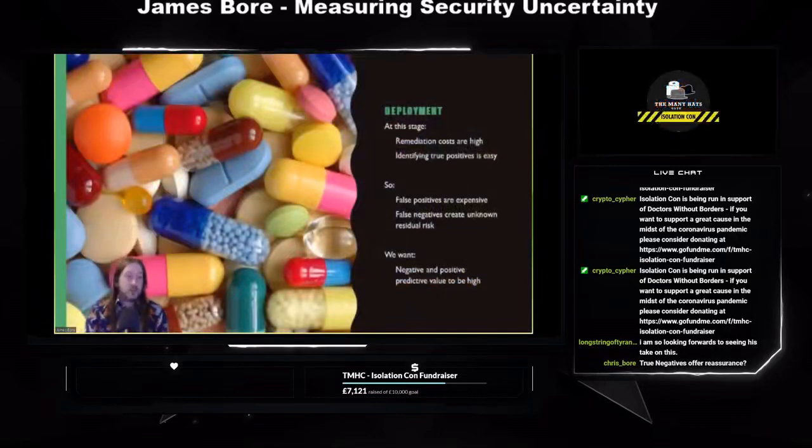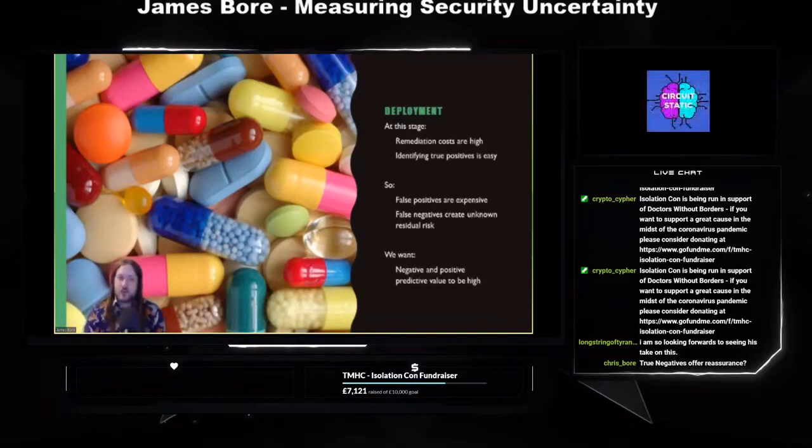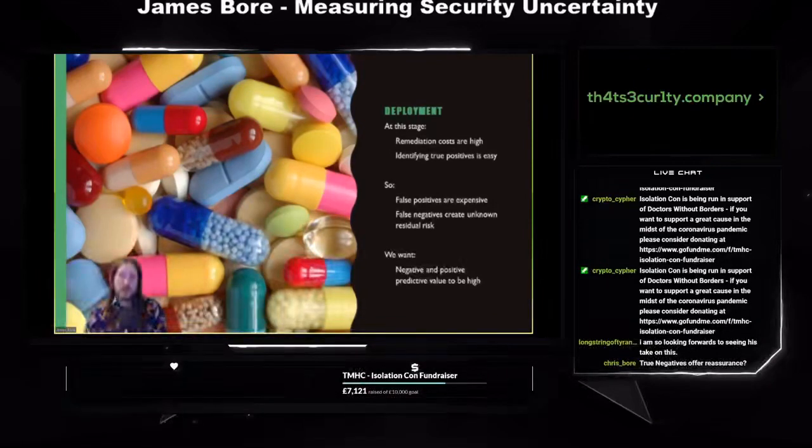Then you get to deployment. Now, deployment is where the GP has referred us probably to a specialist. We're now in a bed somewhere under monitoring, being watched carefully. Remediation costs are high because we can't simply go back and redevelop. We have to patch, we have to go through the full change control process. And even if you're working in a lean way, it's still something you want to avoid doing.